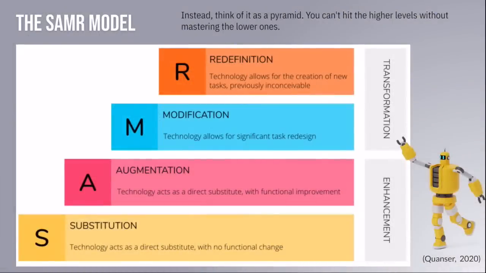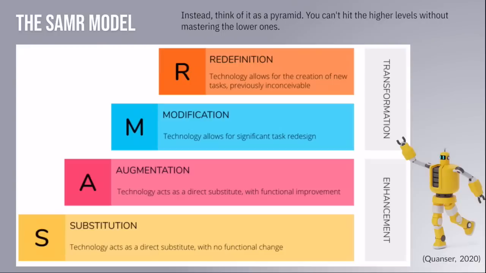So the substitution is the base. Redefinition is the top. It's like a pyramid. If you don't have the base, if you never do a single lesson that is just substitution, it's very likely that your students will not be successful in lessons that are at the redefinition level. And so if you look to the side of this graphic, you'll see enhancement and transformation. And so it means that substitution and augmentation, any lesson that falls in those categories, you're enhancing the learning.